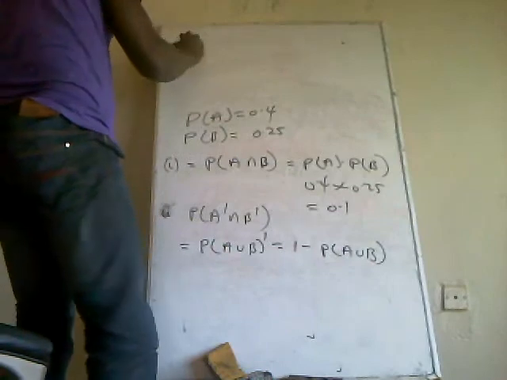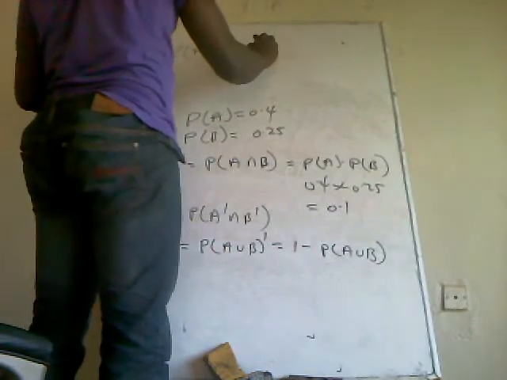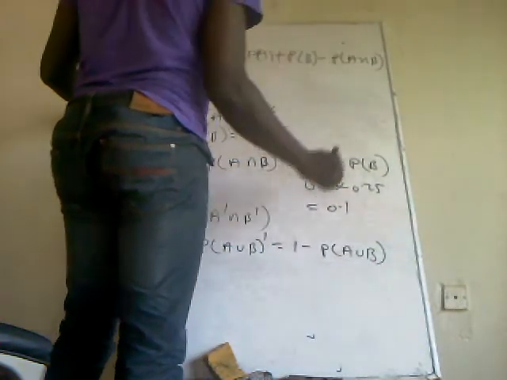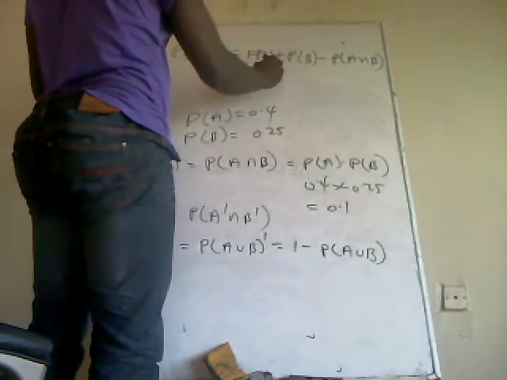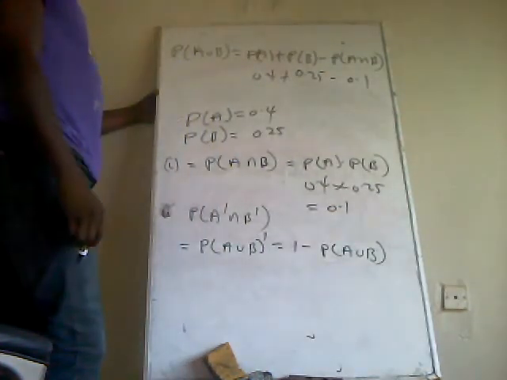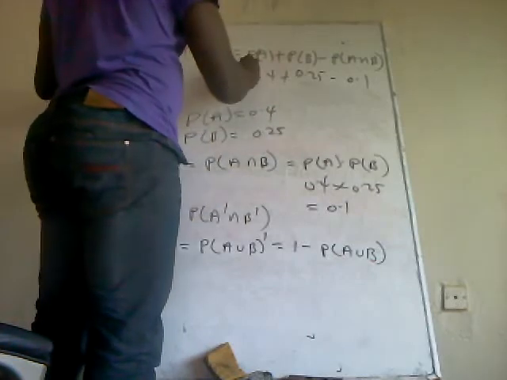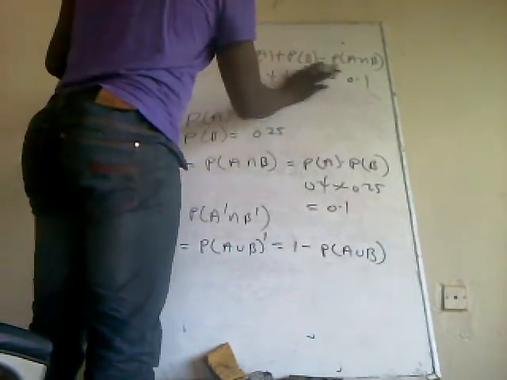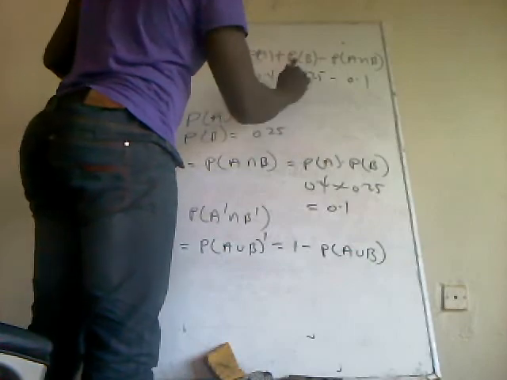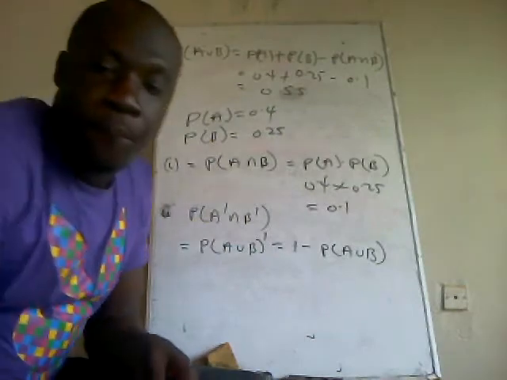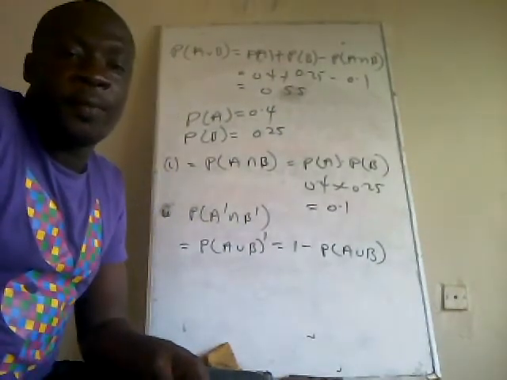Once we get A union B, we will subtract from 1 and we are fine. But we know that P of A union B is equal to P of A plus P of B minus P of A intersection B. P of A we say is 0.4 plus P of B is 0.25 minus 0.1. Okay, and this is going to give us 0.55.